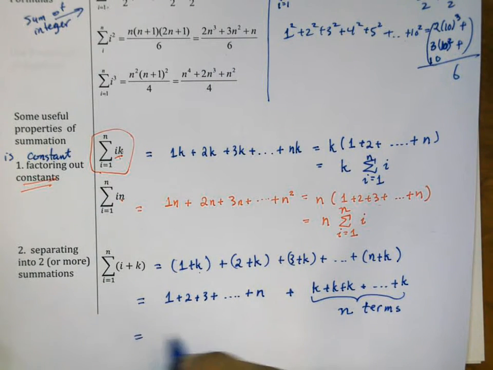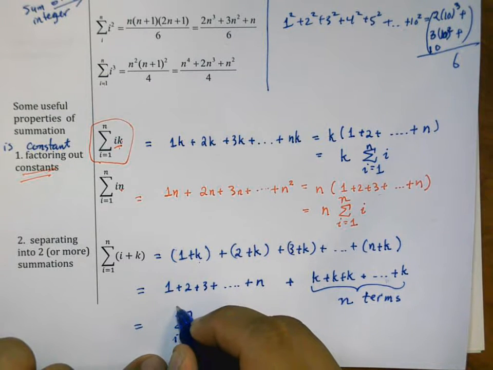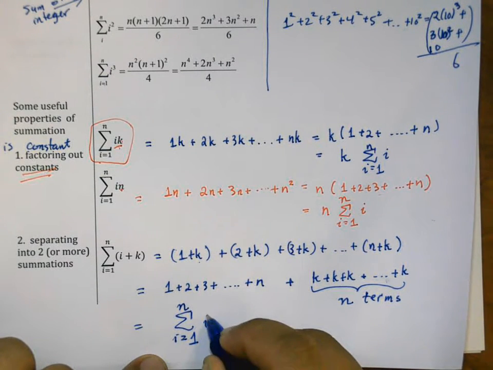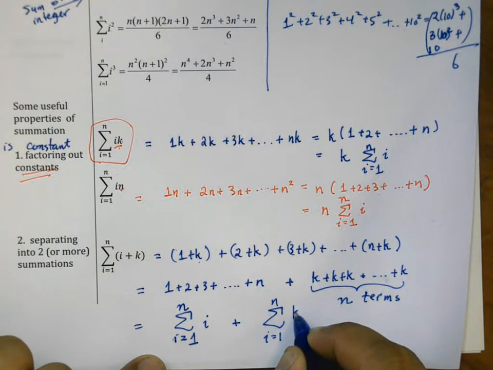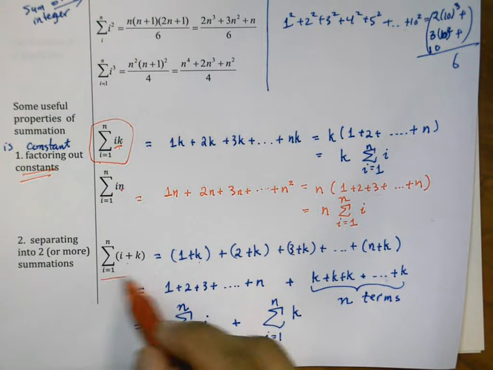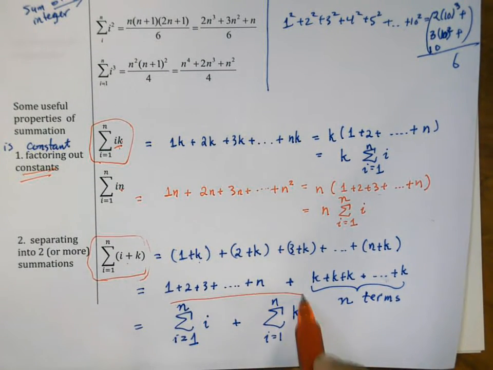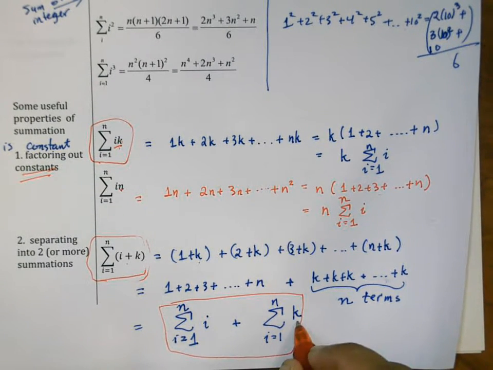So what we effectively have is this first summation, the summation from i equals 1 to i equals n of i, plus the summation of i equals 1 to n of k. So whenever you have an addition within the summation, we can separate it into two individual summations. So this right here and our final summation are equivalent to each other. And you can also see that this part right here, this summation of k's, is just equal to nk.